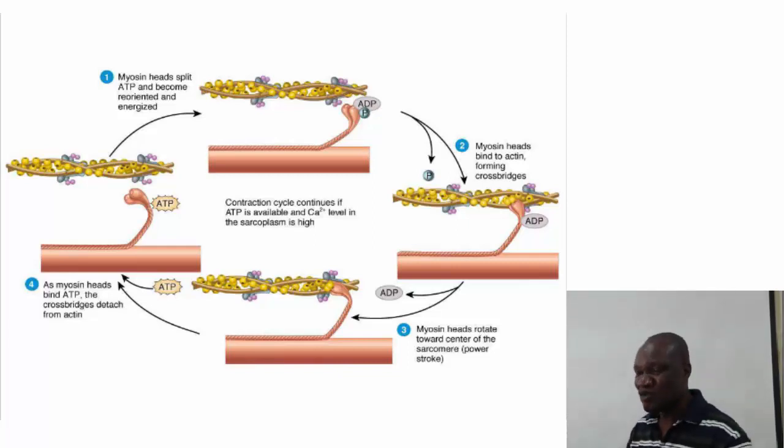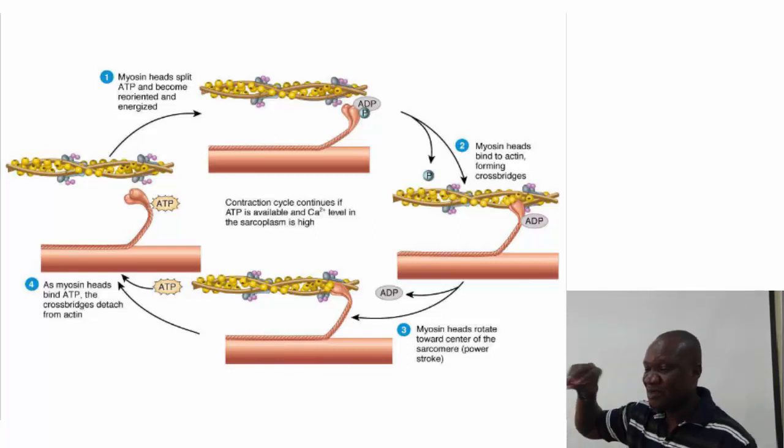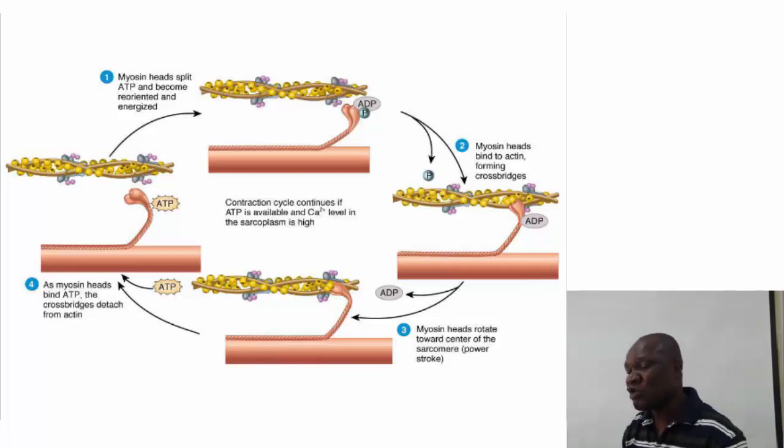Now, the next stage of contraction. We saw that the myosin head has an actin binding site and an ATP binding site. So now we're going to look at the cross-bridge cycling. The cross-bridge is the head of the myosin. The head of the myosin is called the cross-bridge. And the cross-bridge has an actin binding site and an ATP binding site.